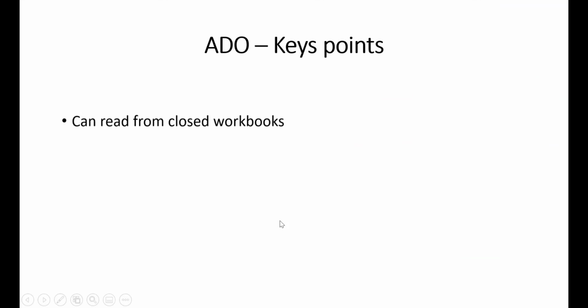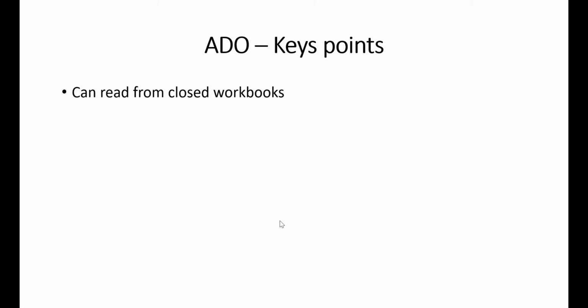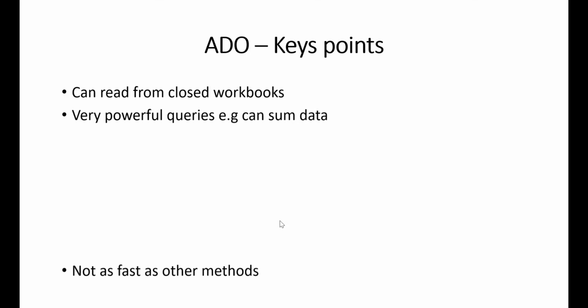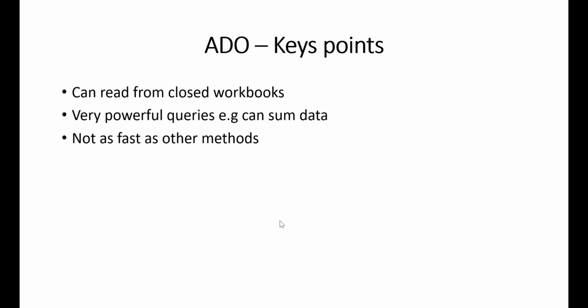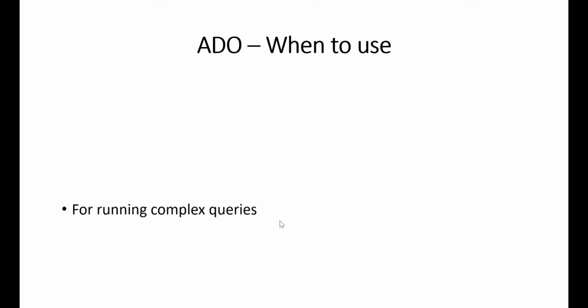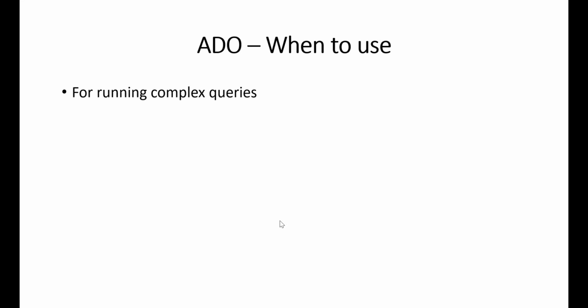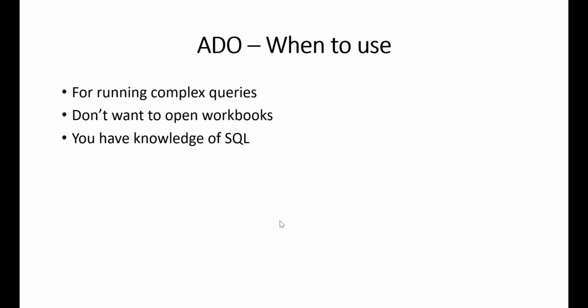The key points to know about ADO are that you can read from closed workbooks. It has very powerful queries, for example, you can sum data. It's not as fast as other methods, and SQL knowledge is required. Now, when to use it? If you want to run complex queries, or if you don't want to open workbooks, because all the other methods require that you do, and if you have knowledge of SQL, because you'll need some knowledge to use it. So ADO is a very powerful alternative in certain cases.